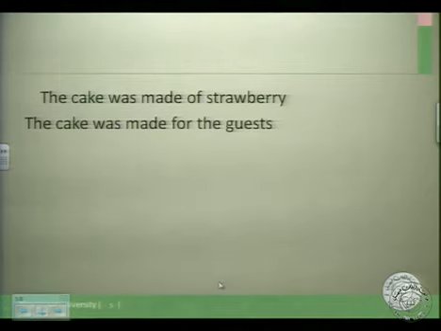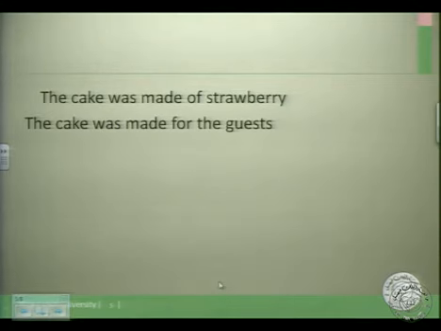Because it's already well known. The cake was made for the guests by Noha. So sometimes we don't make the full structure of the passive voice. We don't have "by" and so on. So you see here in this sentence we don't have "by".